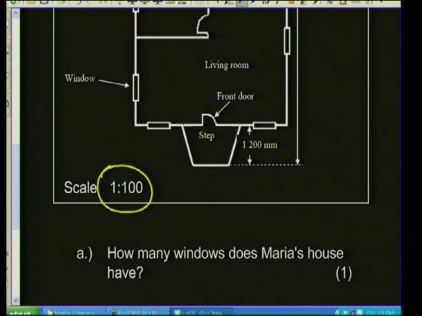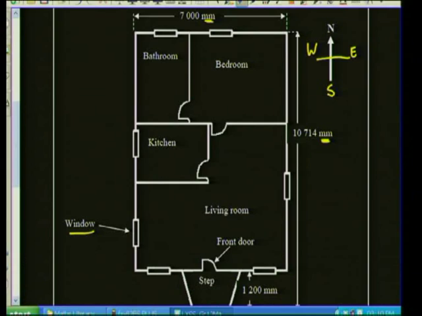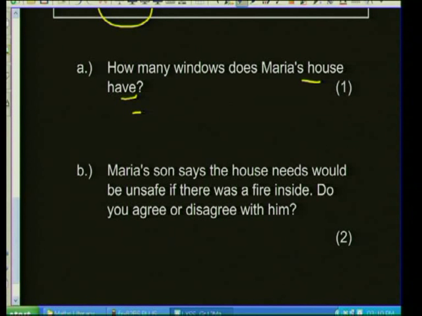How many windows does Maria's house have? Now this is a crucial skill: you need to be able to read and interpret these plans. Remember, the plans help you. So where are we expecting to see windows? We're expecting to see windows on the walls, and we're looking at these exterior walls. They tell us there's a window. So how many windows are there? Count them. We've got 1, 2, 3, 4, 5, 6, 7. There are 7 windows.